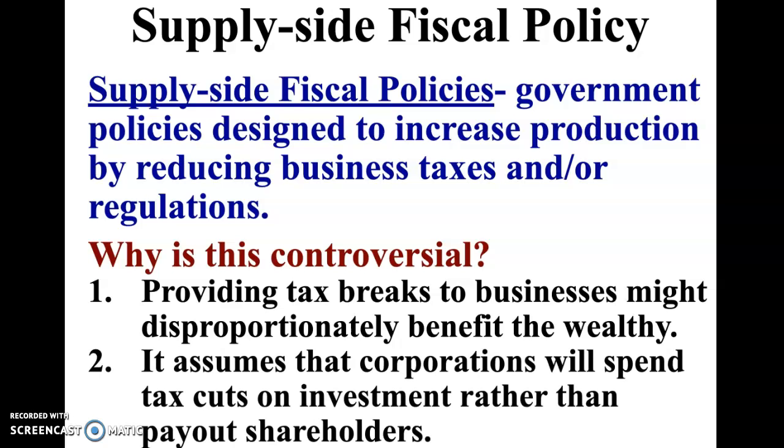It also assumes good intent, that corporations will spend the tax cuts on what they're supposed to spend them on, and not send it back to shareholders and that kind of stuff. So that's why it becomes a little bit controversial. The idea is that they'll take the money they save and invest it back in their company, or they will make more products and therefore increase production.